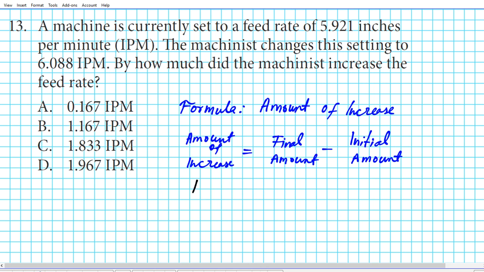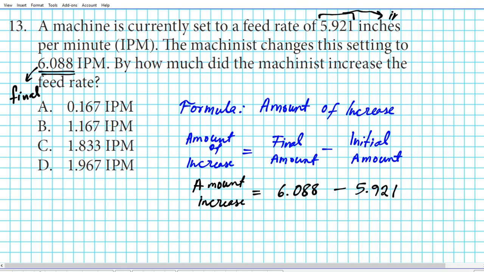So the amount of increase is going to be 6.088. Remember, the setting was changed to 6.088. This is the final amount that it was changed to. What was it before it was changed to 6.088? It was 5.921. This amount is the initial amount or the initial setting. So if you carry out this difference, we can know how much increase the machinist has made.